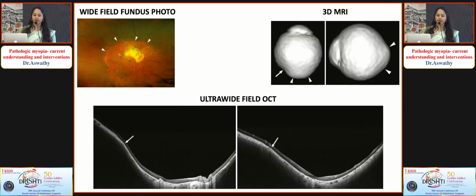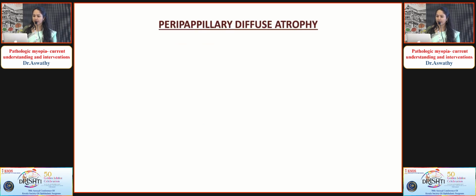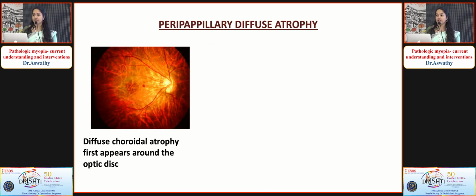How do you identify a posterior staphyloma? We have wide field fundus photographs on which we can see the pigmentary alterations at the margin of the staphyloma. 3D MRI shows the outpouching in the posterior pole, and there is ultra wide field OCT, in which there is an inward bending at the region of the margin of the staphyloma, and at that region you also notice choroidal thinning. On either side there is thickening of the choroid, but at the margin of the staphyloma there is thinning.